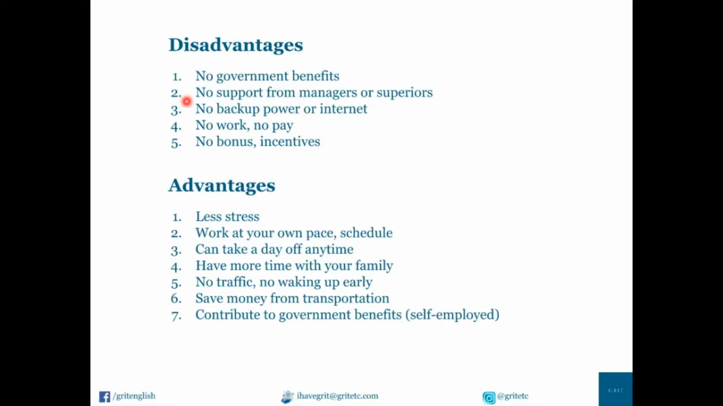Next is no backup power or internet. This is really very crucial because if you're working from home, let's go to number 4, no work, no pay. Which means if you have a power outage or an internet outage, then you cannot work, which means that you don't get paid. Many of the teachers right now have power backup. They use car batteries, or if you would like to be more sustainable, then probably you would like to invest in solar power, but it's a little bit pricey, so a car battery is more affordable. It's okay.